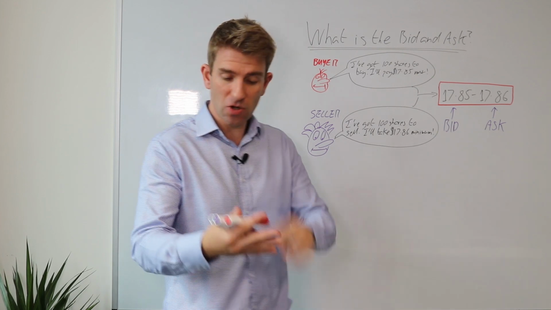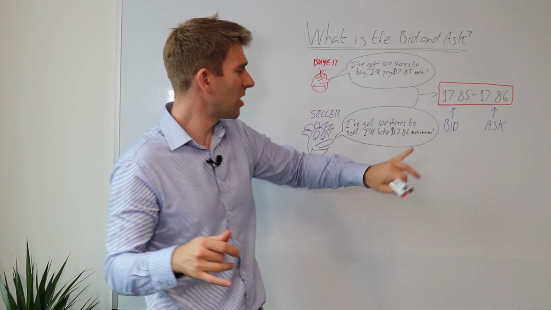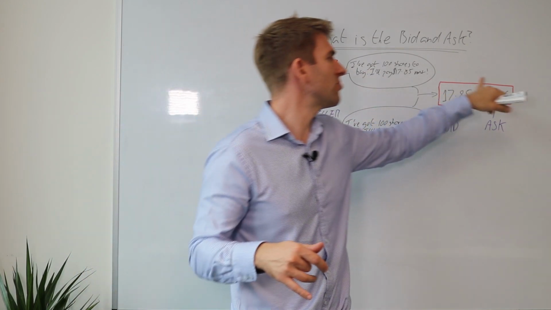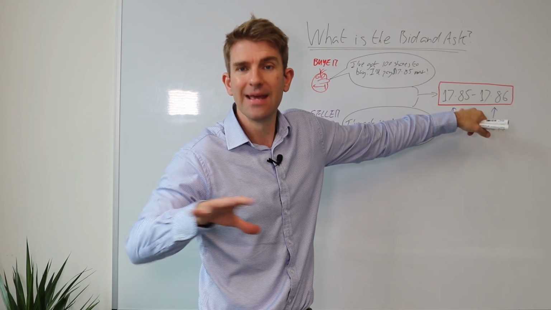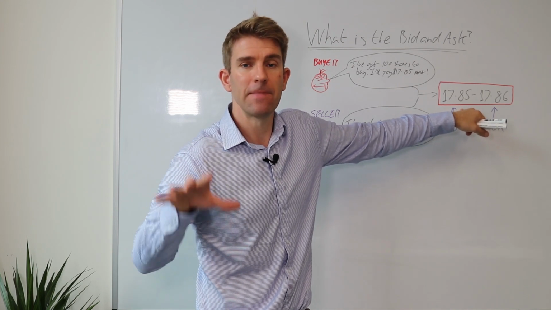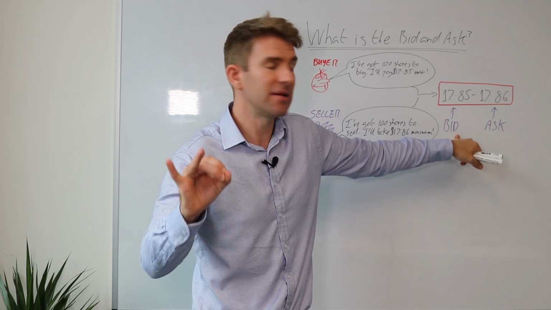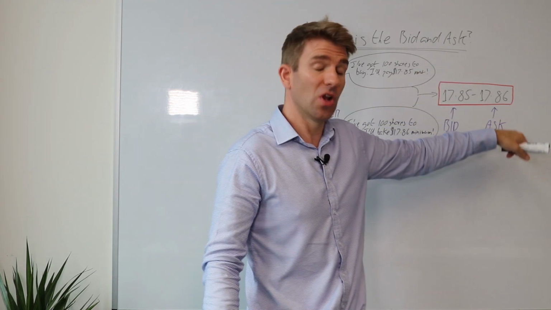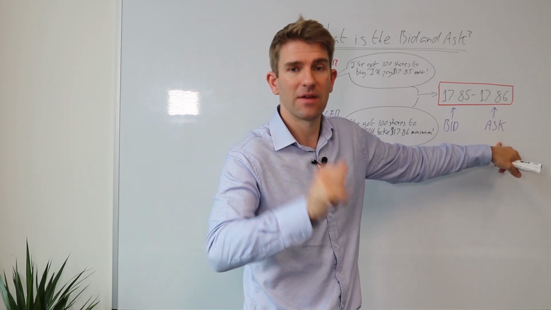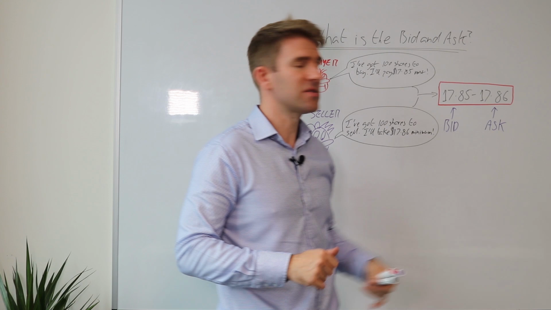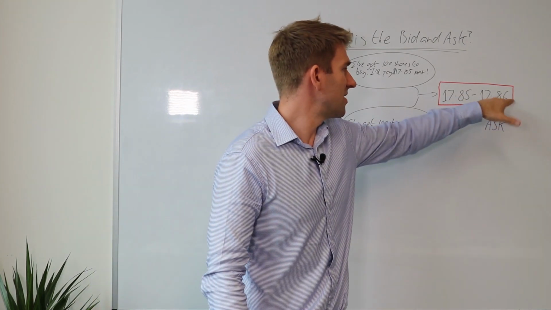Now for this particular stock or this whiteboard pen company, a hypothetical company, this is the current price. The highest price that anybody at that moment in time is prepared to pay and has put that order in will be the bid, and that's the best bid. And the lowest price that someone's willing to sell that asset at that particular time is the ask, the best ask. And so we have the bid at $17.85, we have the ask at $17.86.